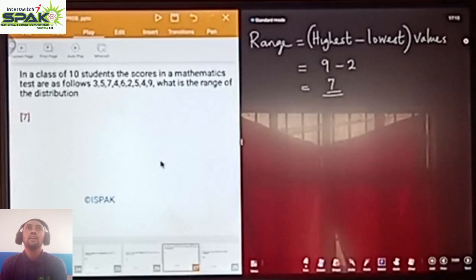We are given that in a class of 10 students, the scores in a mathematics test are as follows: 5, 7, 5, 3, 5, 7, 4, 6, 2, 5, 4, 9. What is the range of the distribution? To find the range, don't forget, range is highest number minus lowest number. The highest number there is 9, the lowest number is 2. When you subtract, you have 7. So 7 is the range.